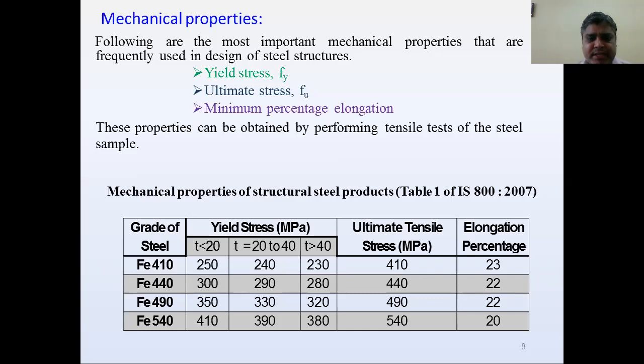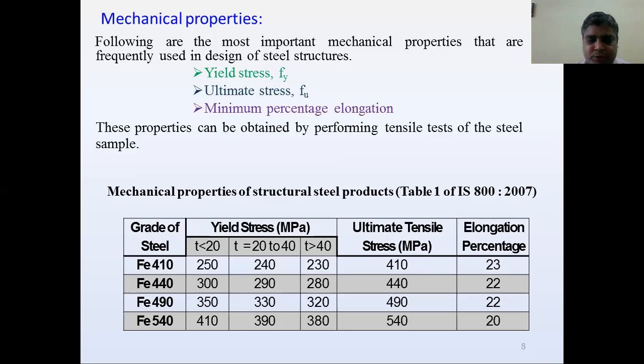Mechanical properties of structural steel products, table 1 of IS 800/2007. Grade of steel, yield stress, ultimate tensile stress, and elongation percentage. First one is Fe 410. When thickness is less than 20, yield stress is equal to 250. Thickness 20 to 40, then 240. When T is greater than 40, then 230. And ultimate tensile stress 410, elongation percentage 23.